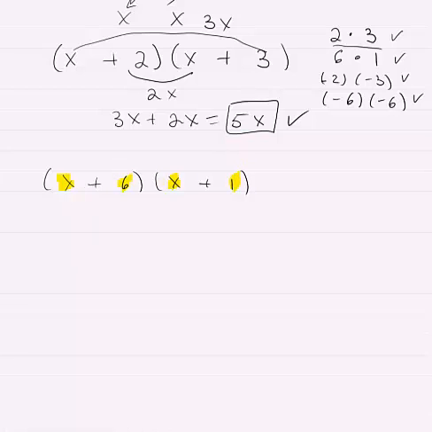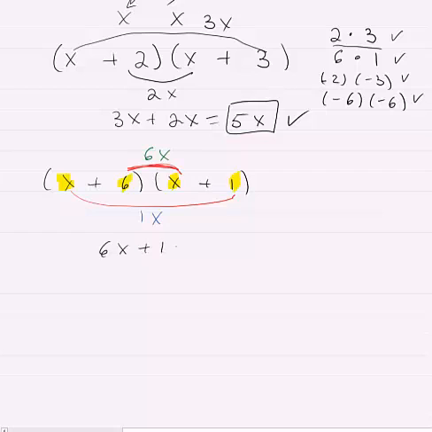However, if you try the inner terms, these two, right? And then you try those, that's where you get the middle term from, right? This is your 6x. And this is your 1x. And then you see what happens if you add them together, the 6x plus 1x, you're not getting a 5x, you get a 7x, and therefore this is not the factors.